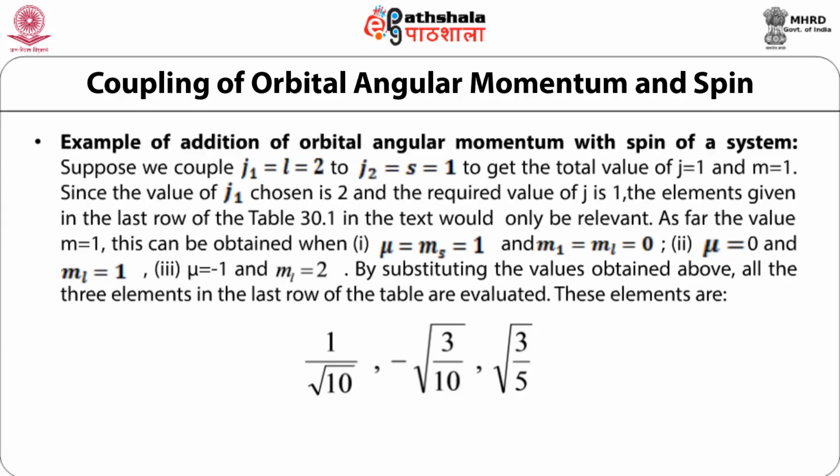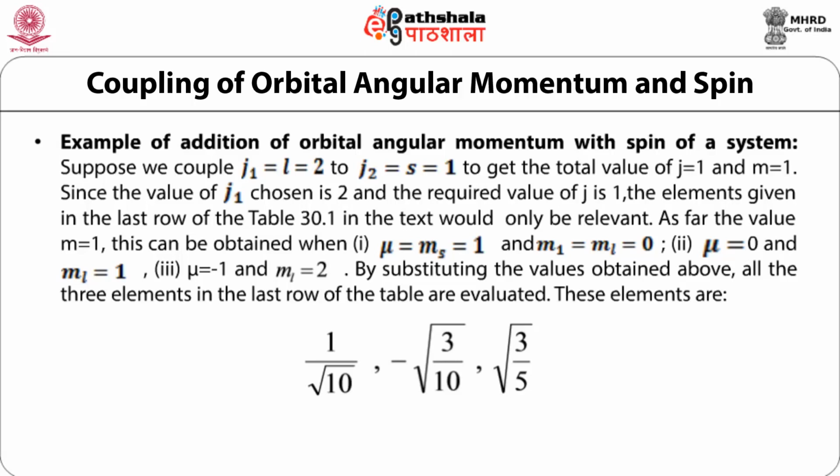Now here in the example that we have considered, since the value of J1 is chosen to be 2 and the required value of J that we finally get is 1, the elements of the Clebsch-Gordan coefficients corresponding to these values are given by [(J1 − M)(J1 − M + 1) / (2J1(2J1 + 1))]^(1/2). And this is for mu equal to 1.